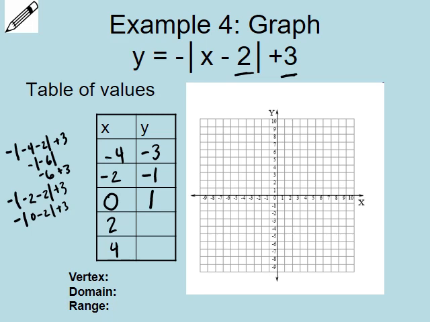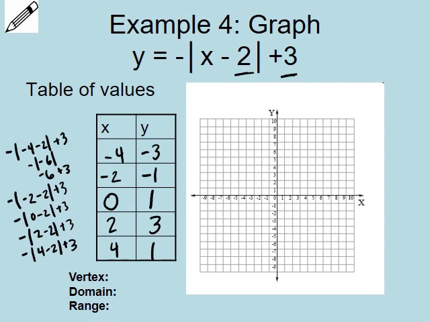All right, let's do a 2. 2 minus 2 is 0. 0 is neither positive or negative, so it's going to be 0 all the way. 0 plus 3. And let's look at 4. 4 minus 2 is 2. Absolute value of 2 is 2. Throw a negative out front, negative 2. Negative 2 plus 3 is 1.